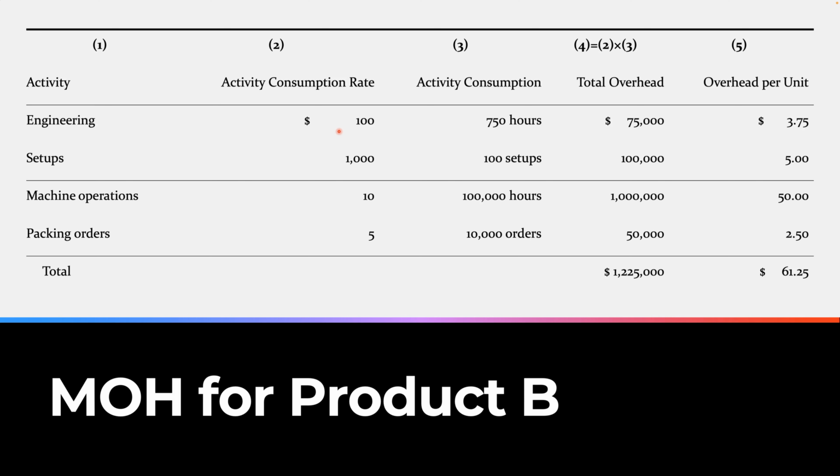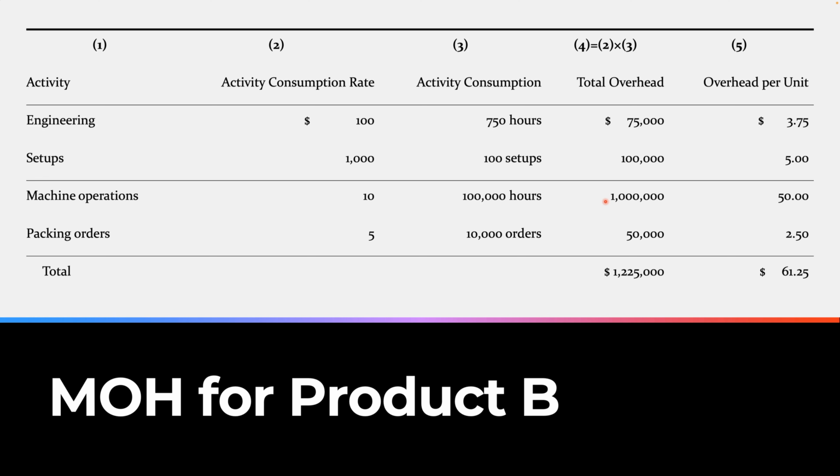The engineering cost for product B, remember the rates will be the same, but we are multiplying them by the activity consumption of product B, which is going to be different. It's 750 hours of engineering time, making total overhead for engineering $75,000 for product B, or $3.75 a unit. It's 100 setups multiplied by $1,000, which is $100,000 for setup cost, or $5 per unit.